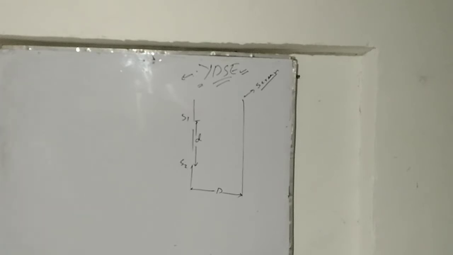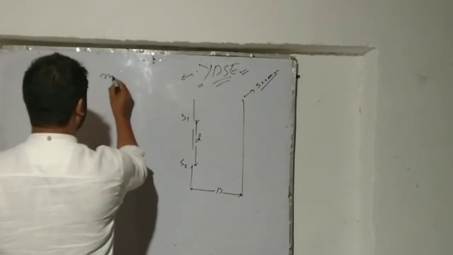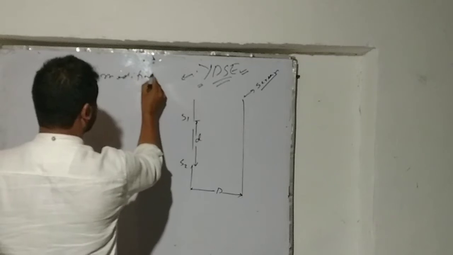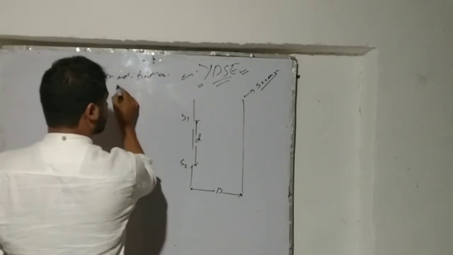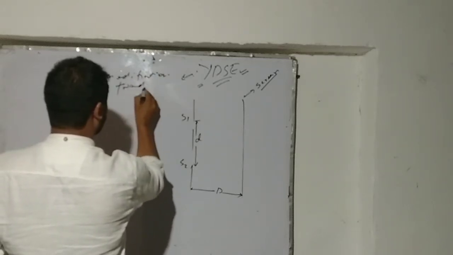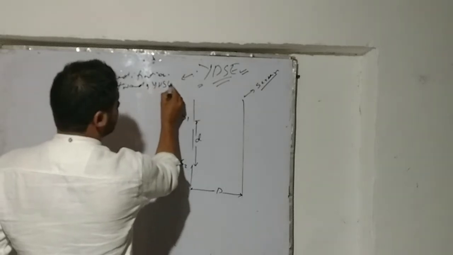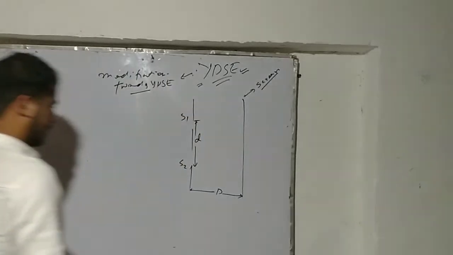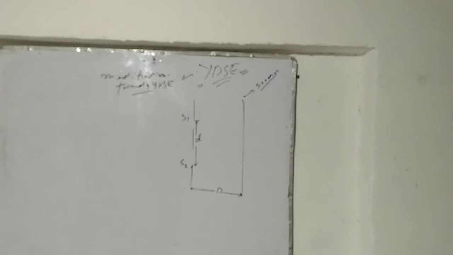But here we'll look for a modification of the Young's double slit experiment. How can we modify this same experiment? That's my point of interest here.